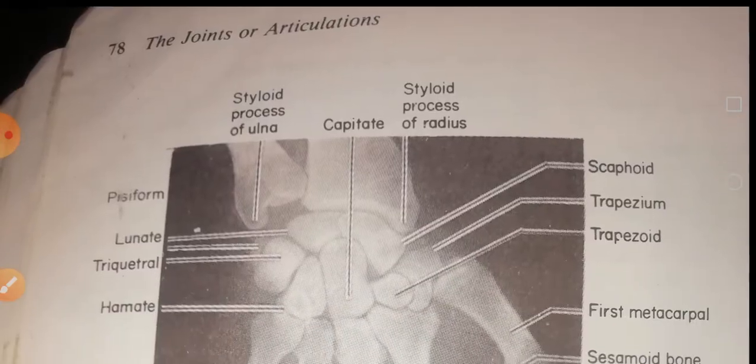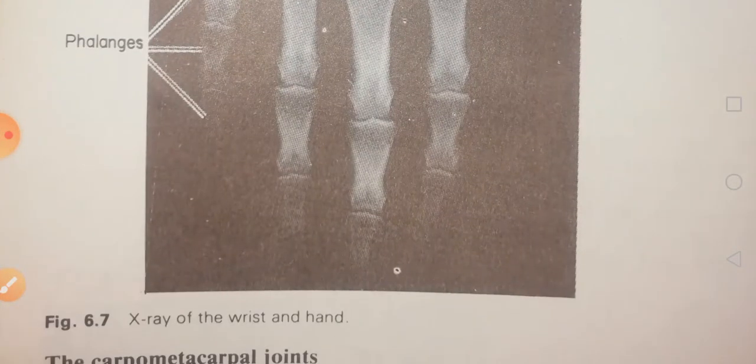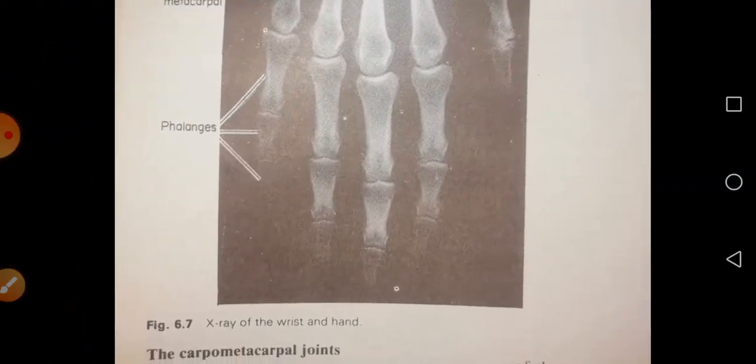So for the joints or articulations, with the help of X-ray we can identify the parts. The X-ray of the wrist and hand joint will look like this. Styloid process of radius, fifth metacarpal, phalanges, first metacarpal, sesamoid bone.